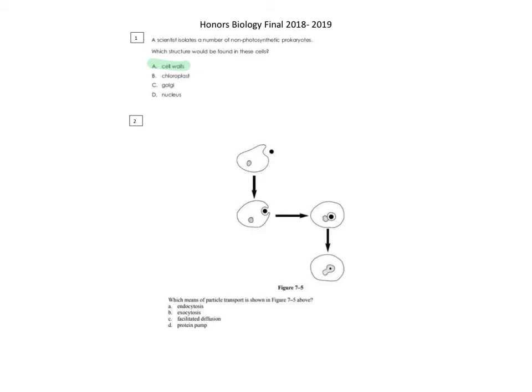And 2, it says which means of particle transport is shown in 7-5. If you take a look at it, there's a particle and the cell surrounding it. Finally, that little black sphere is engulfed by the cell, and then the vacuole combines with the engulfed portion, and that big piece of material is broken up into smaller pieces. So what would be happening in this process? Well, the answer here is endocytosis. Now you'll have to explain where we discussed this and why the others are wrong. Anything other than endocytosis, you have to explain why.